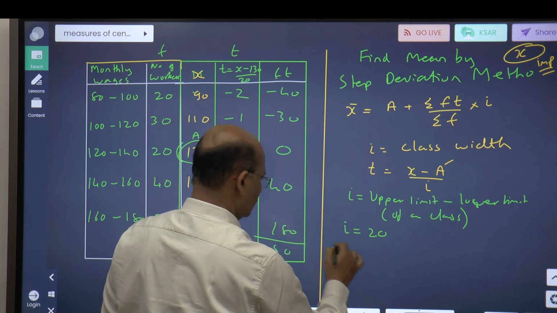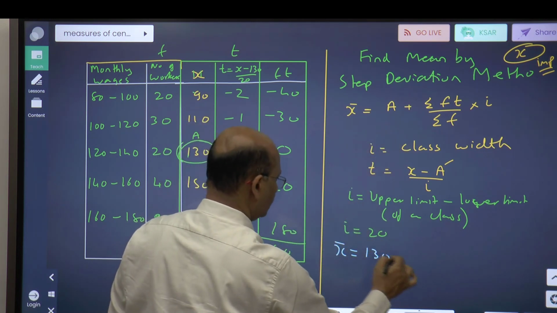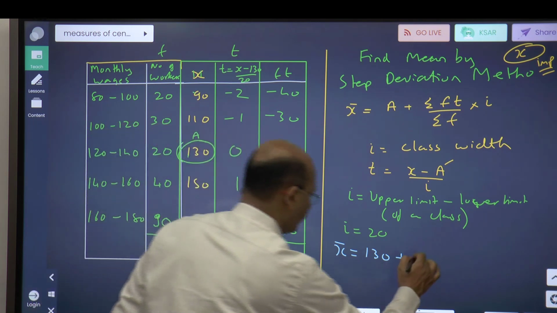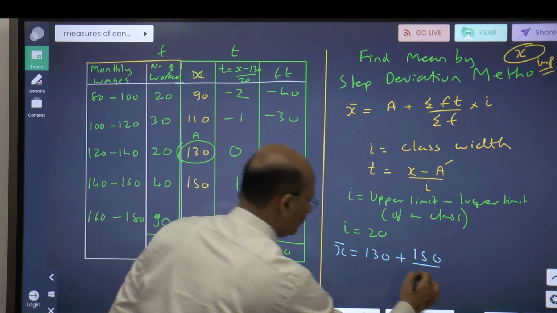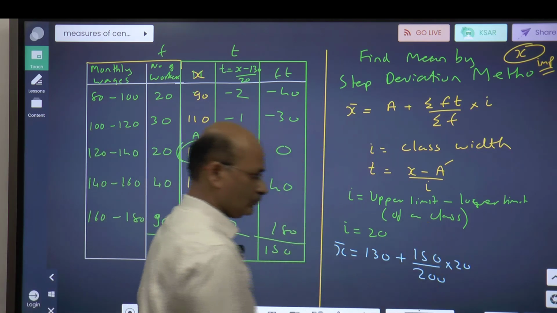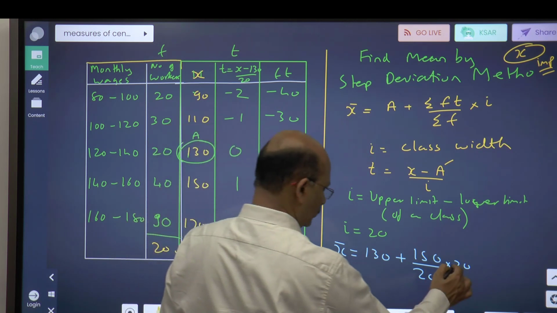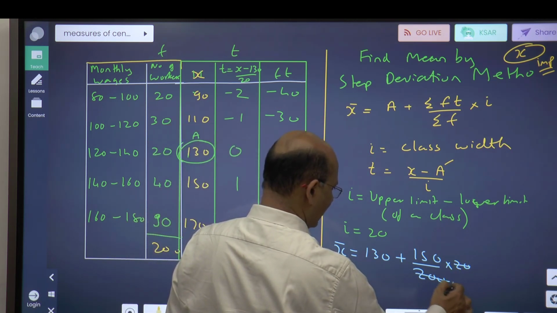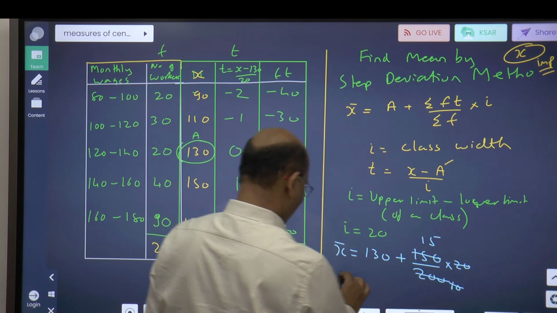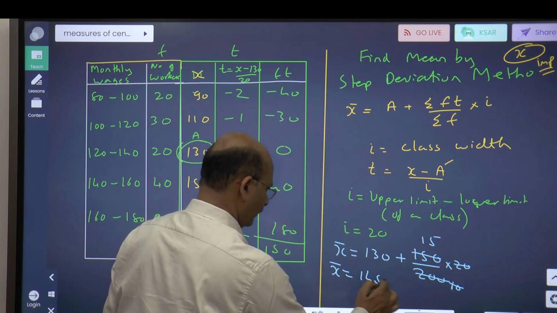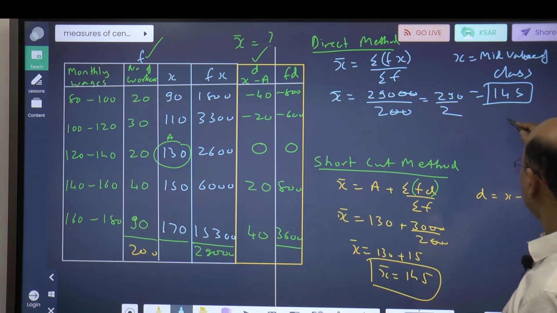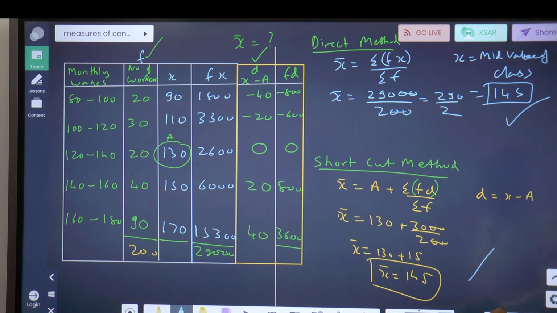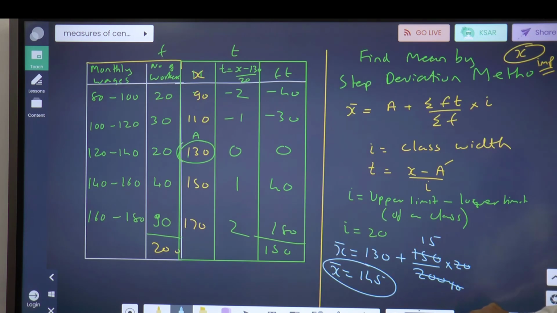X bar will be a, which is 130, plus summation ft, 150, upon, hold your breath, upon 200, into i. So what happens, guys? 20 ones are 20, 10s are 10, 15s are 150. So x bar is 145. Now in the previous example, if you see, what is the answer? 145. The third method which we studied just now is also 145.